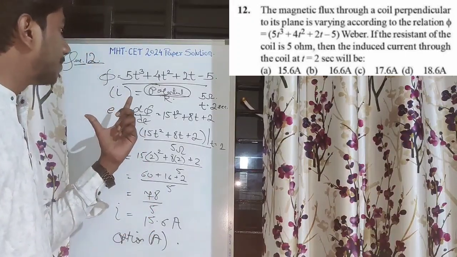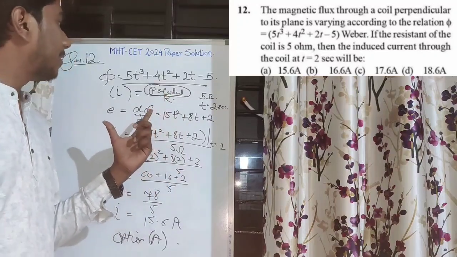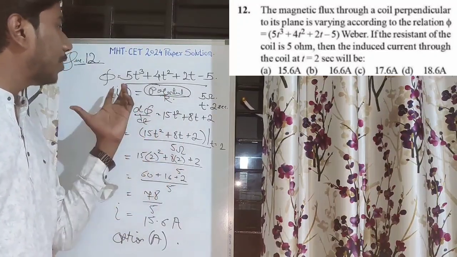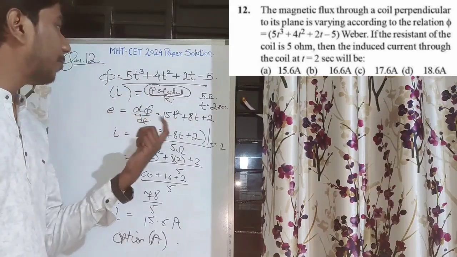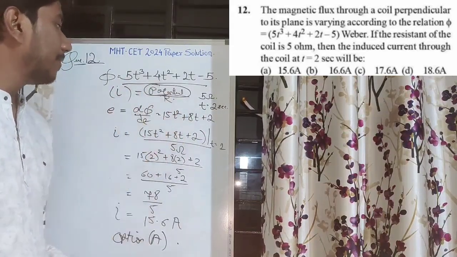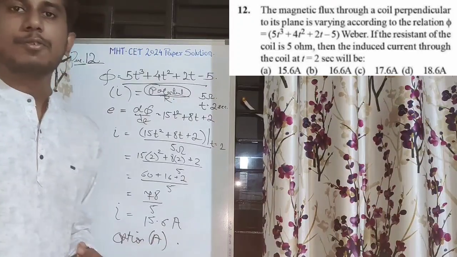So this question is basically about finding the current. We should know how to find the potential from the given magnetic flux, and we will simply get it by differentiating the value of the flux and putting our time value as t equals 2 seconds, R value as 5, and we simply reach our answer. I hope you understand this question.